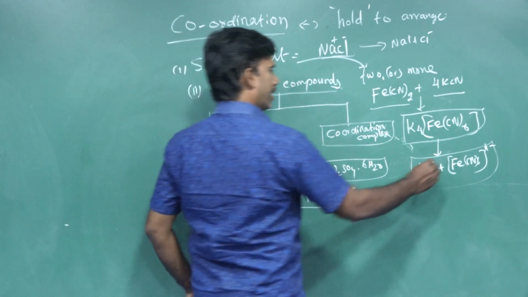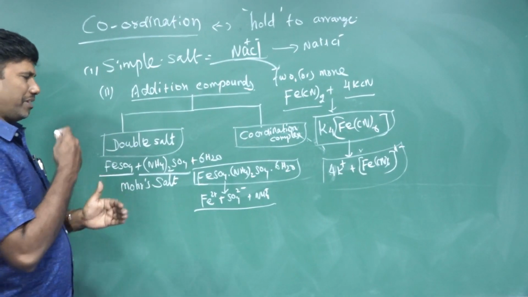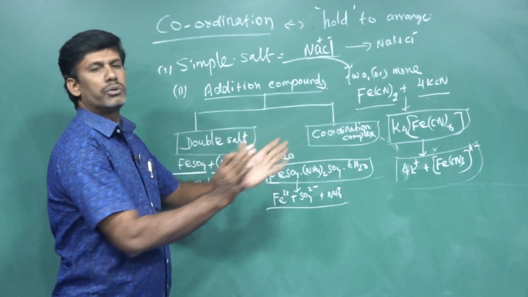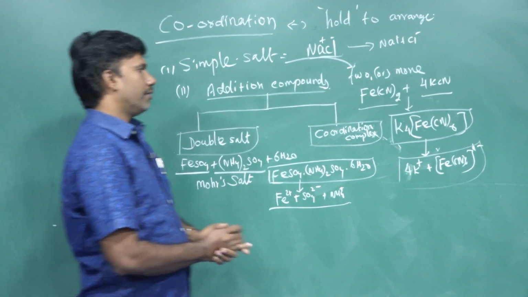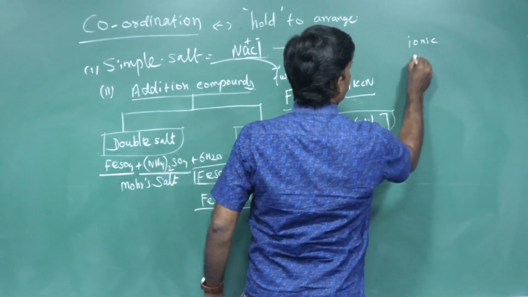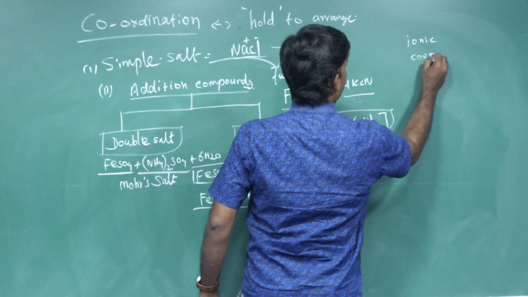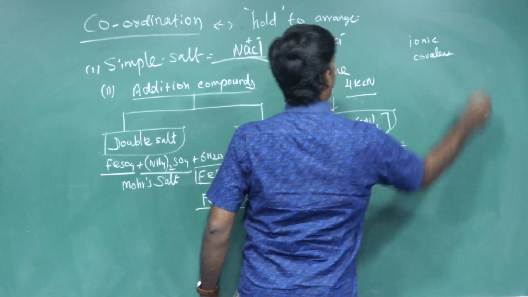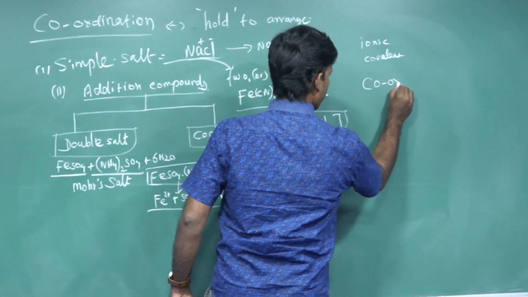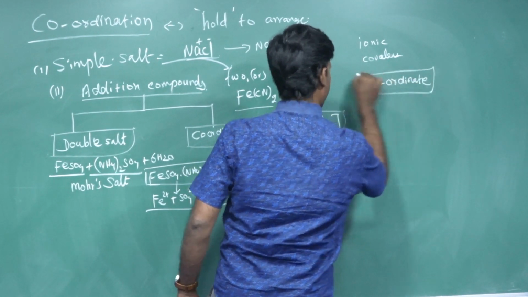So here something is there: an extraordinary bond, or a different type of bond, is present in it. That's why they are not dissociated to give the constituent ions. What is the bond? We know the ionic bond, the covalent bond. In addition to that, there is the coordinate bond. What is called a coordinate bond?